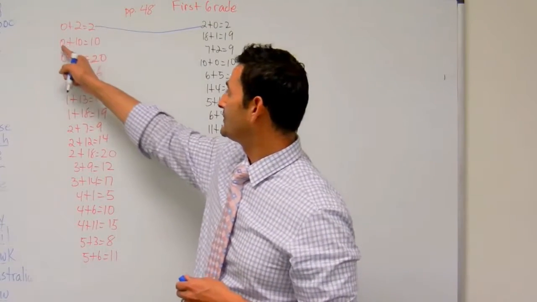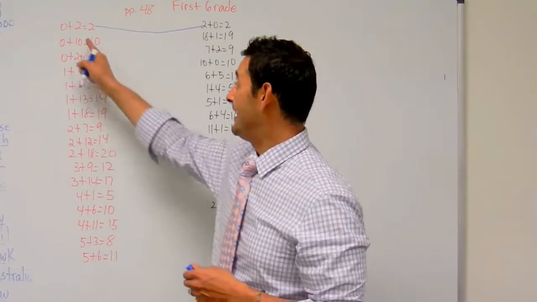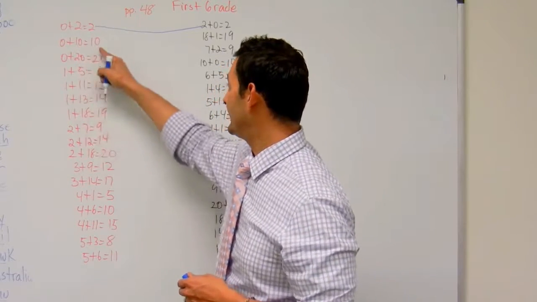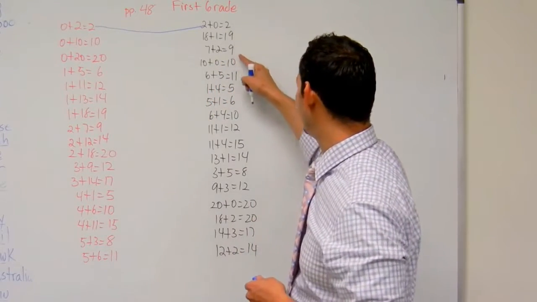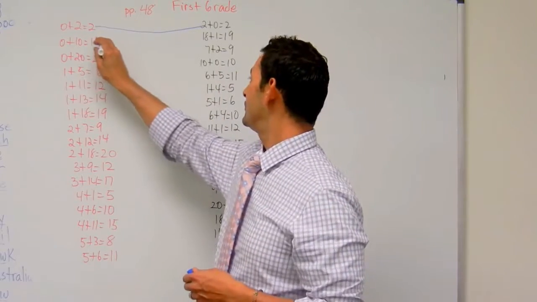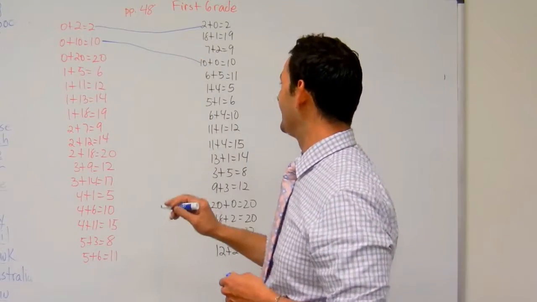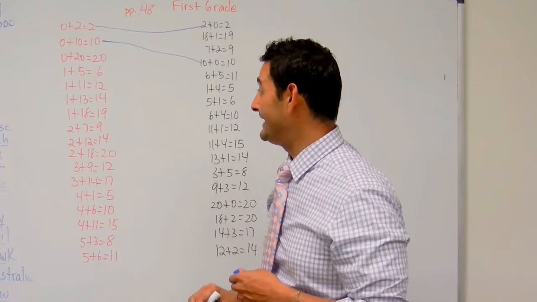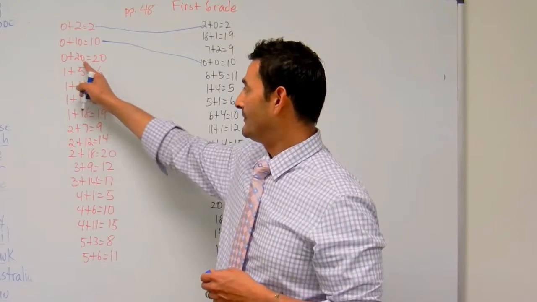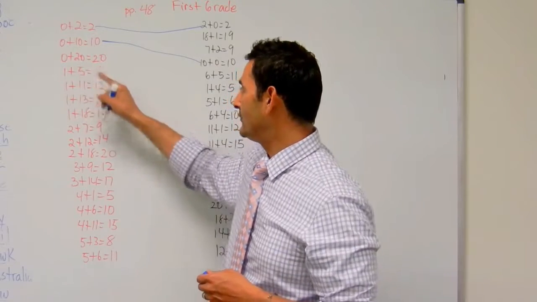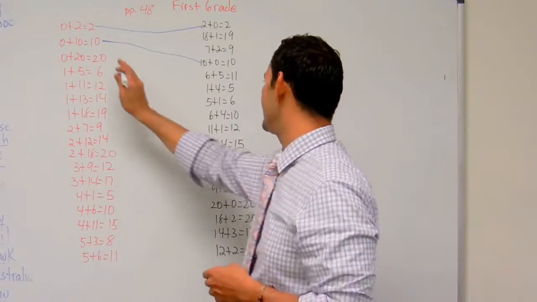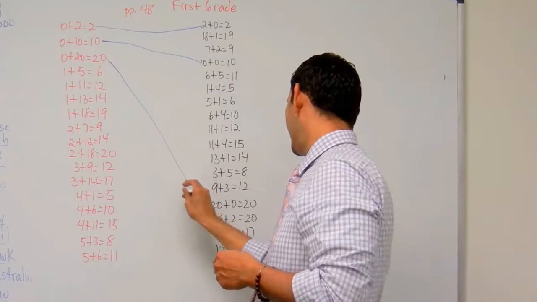Now let's look for 0 plus 10 equals 10. If I switch them, it's going to be 10 plus 0 equals 10. So let's look for 10 plus 0. There it is. So I'm going to put a line right there. Now let's look at the next one. We have 0 plus 20 equals 20. So I'm going to switch them. 20 plus 0 equals 20. Is there a 20 plus 0 somewhere here? There it is, 20 plus 0. So I'm going to connect it right there.